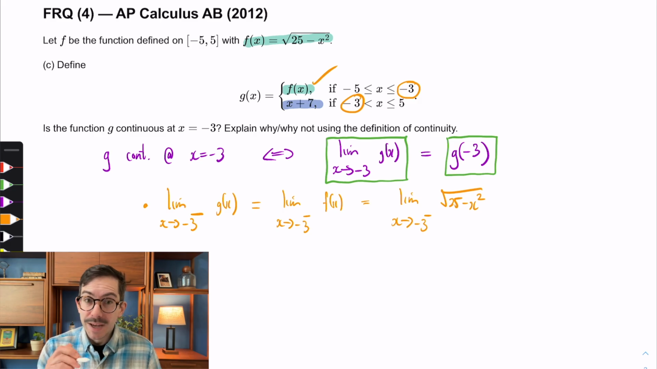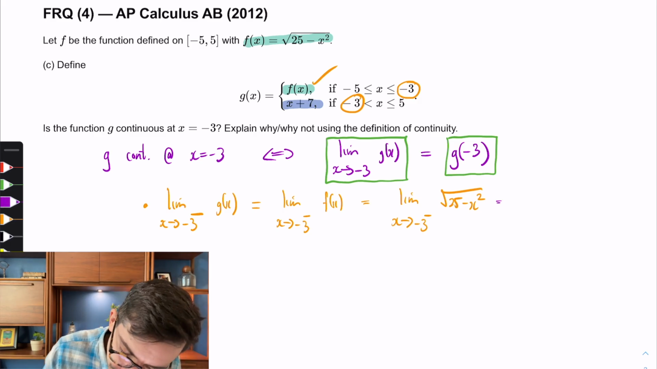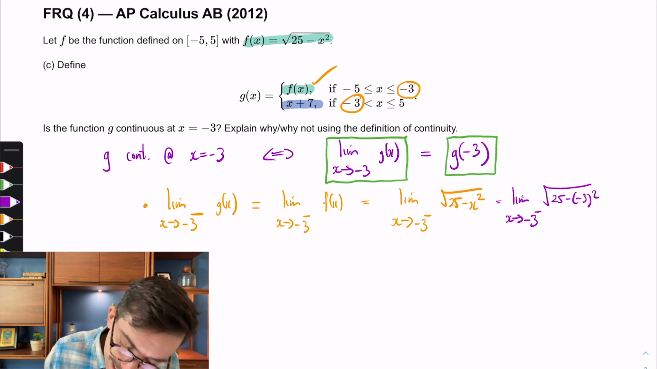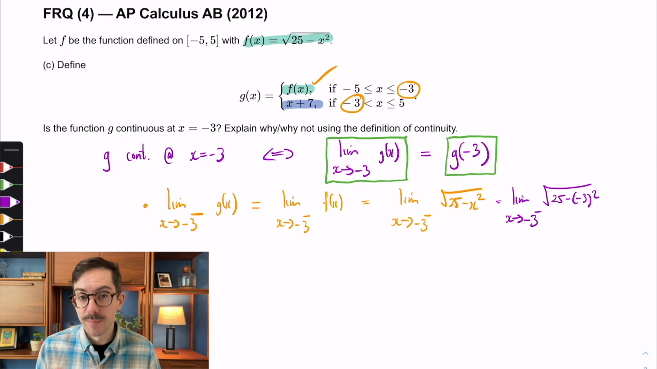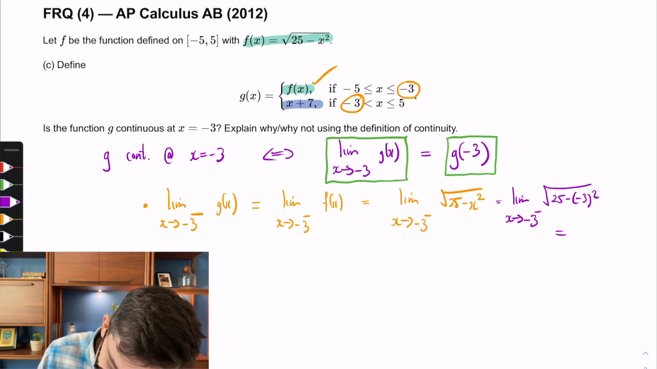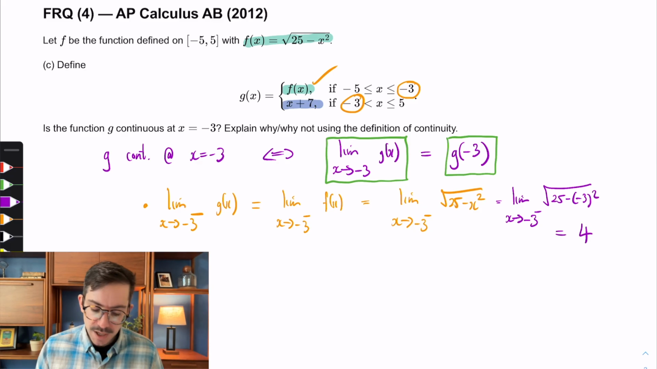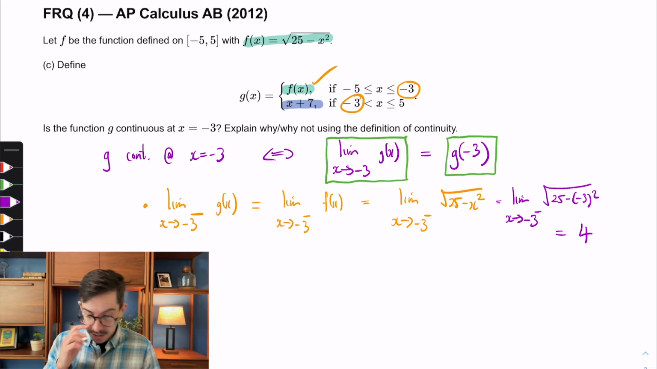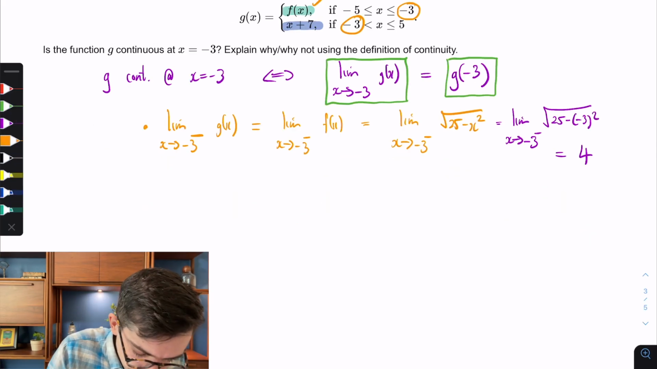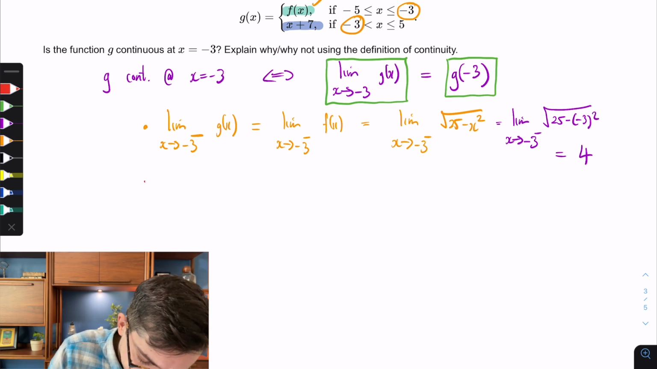So to figure out this limit, I can just substitute in x equals negative 3. That is the great thing about continuous functions. Again, it's that same quantity, square root of 25 minus negative 3 all squared. So that is just going to be 4 again. So that's my left-hand limit of g. Let's figure out the right-hand limit. So the limit as x approaches negative 3 from the right of g of x.